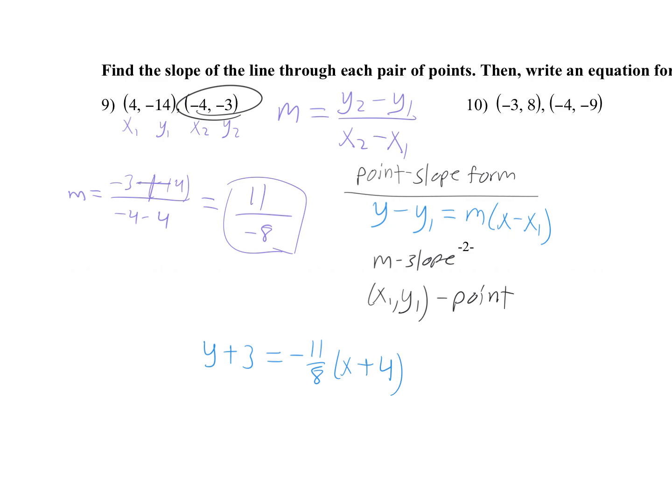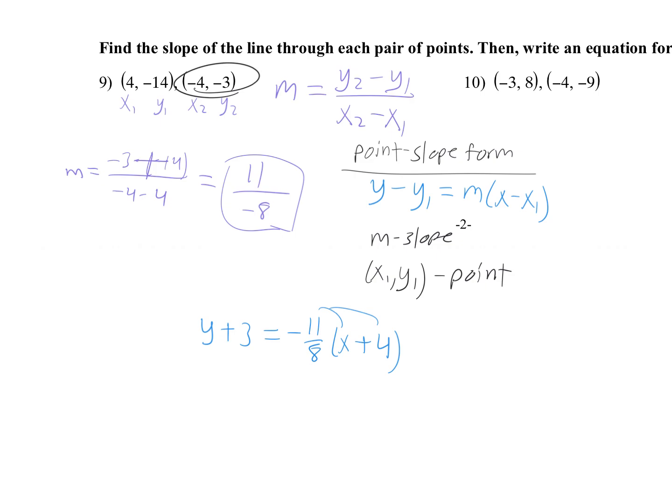All right, so just plugging in the point, plugging in the slope. And then you want to convert this into slope-intercept form by distributing -11/8. And then at the end, you're going to subtract the 3. So for now, we have y plus 3 is -11/8x.